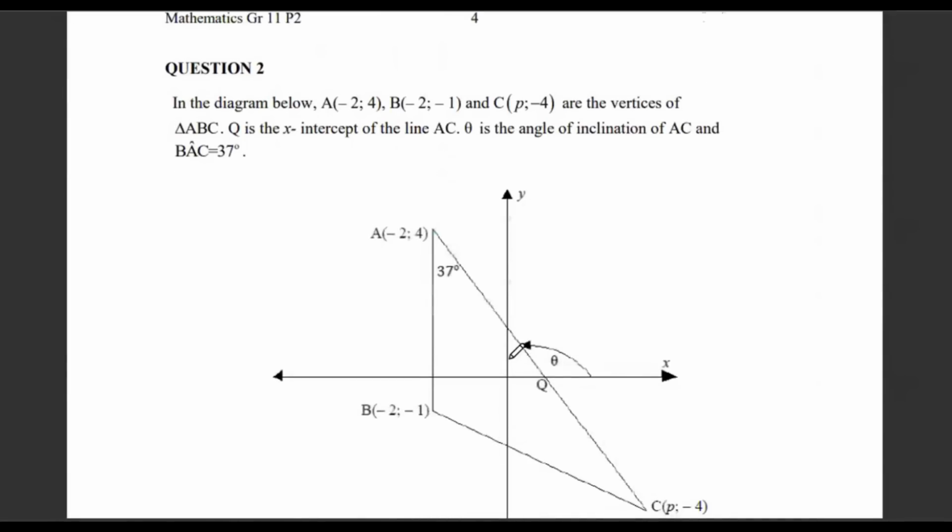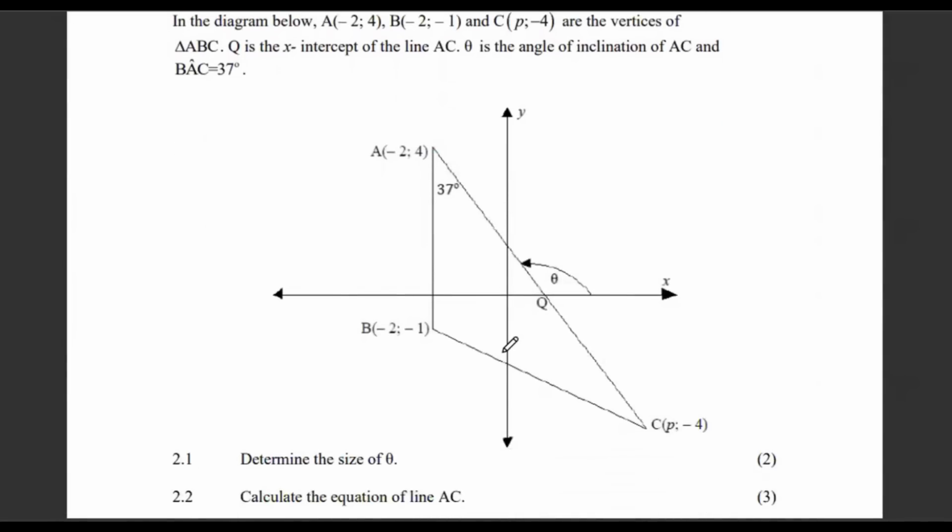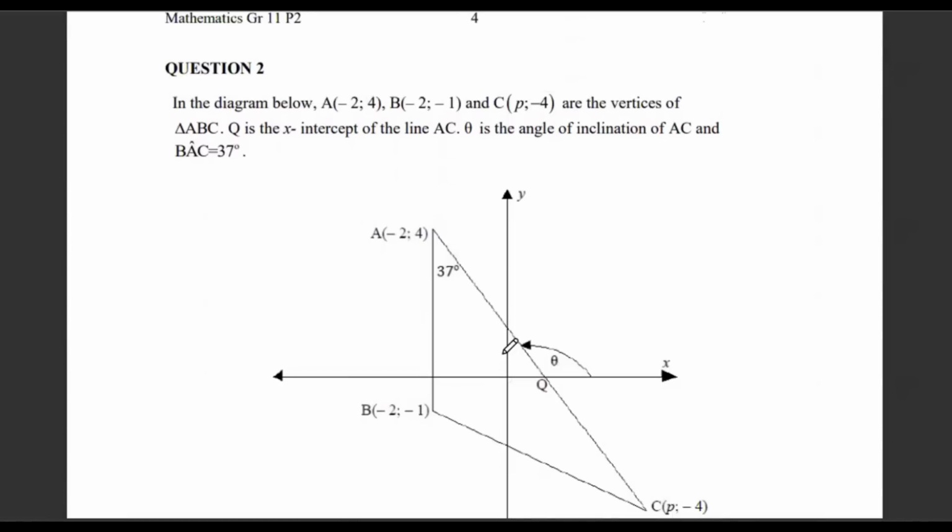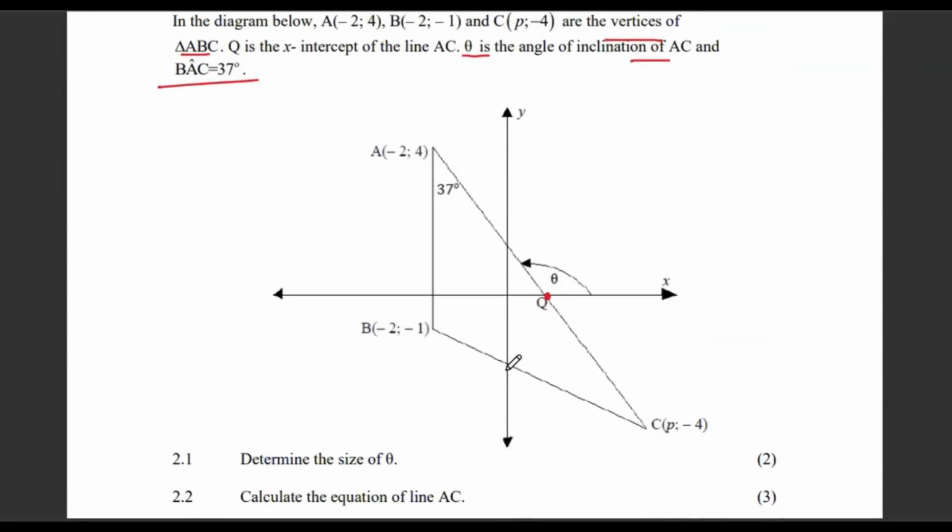Okay, question number 2, still under analytical. Okay, in the diagram below, A is -2, B is -2, -1, C is P, and -4. These are the vertices of a triangle ABC. Q is the x-intercept of the line AC. This is the angle of inclination, and then BAC is a 37. They want us to determine the size of theta.